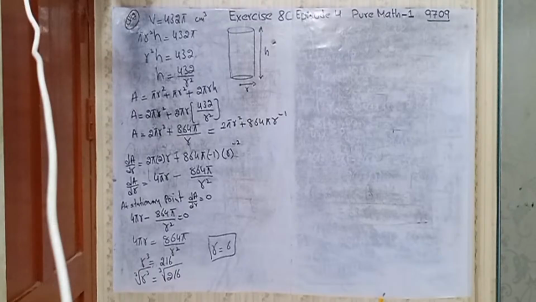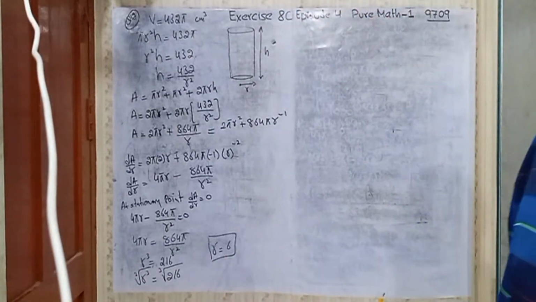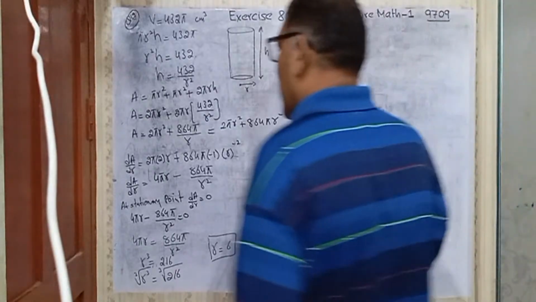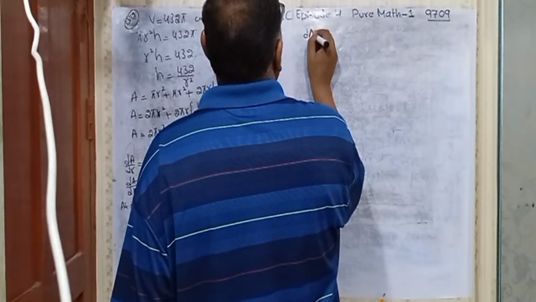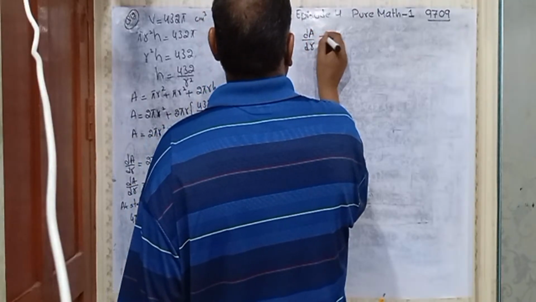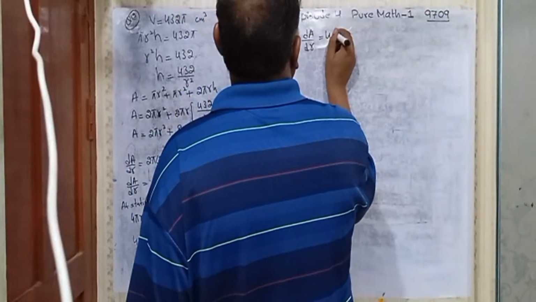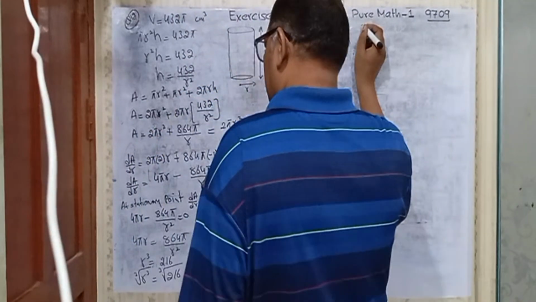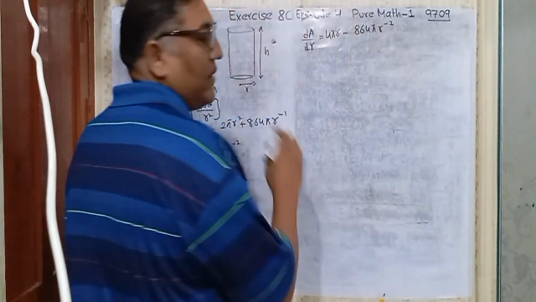Then they say, this is the D part. Determine the magnitude and nature of this stationary value. Okay, for finding the nature of this stationary value, we need the second derivative. Okay, so what I will do, I will find out the first, and this is my first derivative, dA by dr is equal to 4 pi r minus 864 pi and r raised to power minus 2. This is my first derivative.